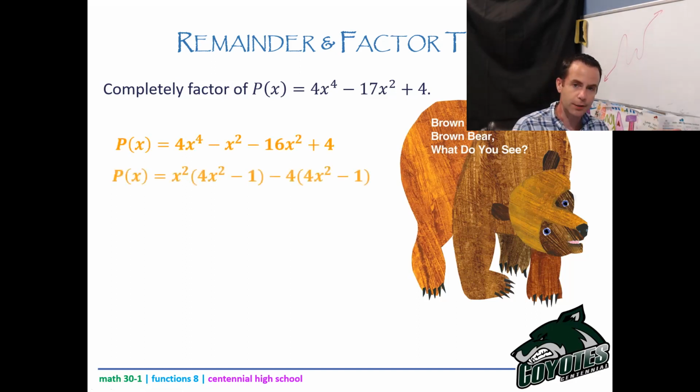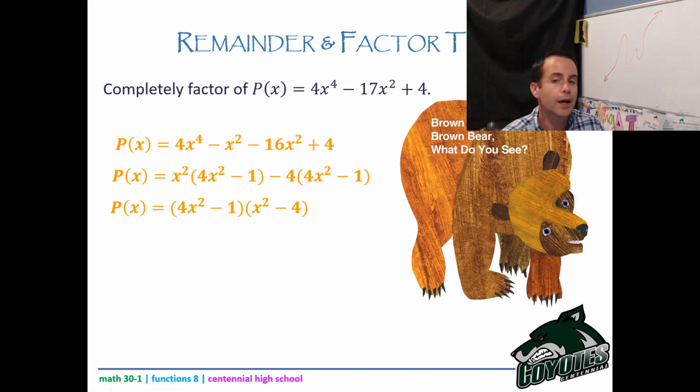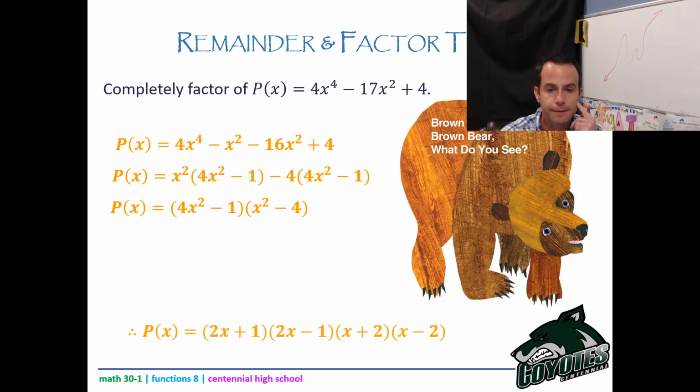Factor the front two, factor the back two. I see a common factor of 4x squared minus 1 there. I'll pull that to the front, and I have 4x squared minus 1 and x squared minus 4. Now I'm completely factoring. So I also see here that both of these are differences of squares. 4x squared minus 1 will factor into 2x plus 1 and 2x minus 1. X squared minus 4 will factor into x plus 2 and x minus 2. And so my final answer would be 2x plus 1, 2x minus 1, x plus 2, x minus 2.